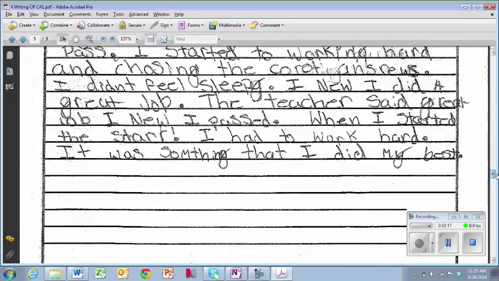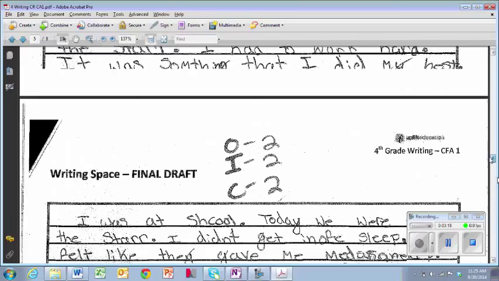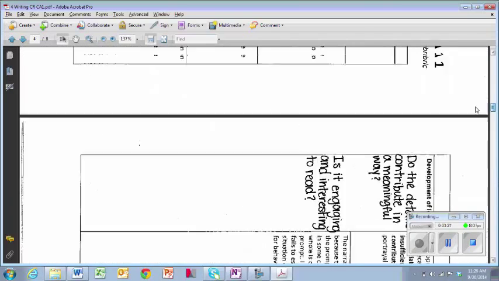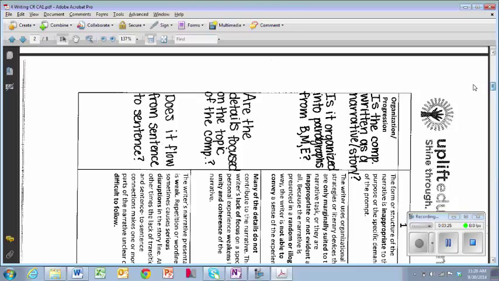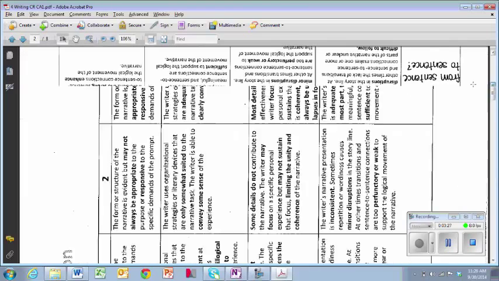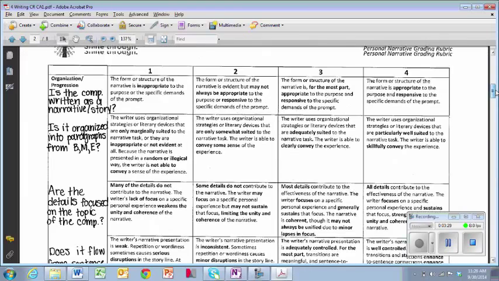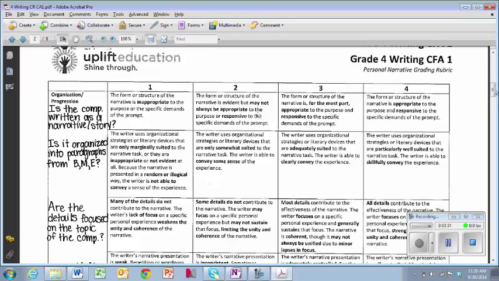So once you read through it a couple times, the next thing you'll want to do is go to the rubric. This is the rubric that TEA gives us for the STAAR test, but it is put into a little bit of a different format. And I've also added some guided questions right over here that can help with each line of the rubric. The first overall page is about organization. That's the O that you wrote at the top of the paper.